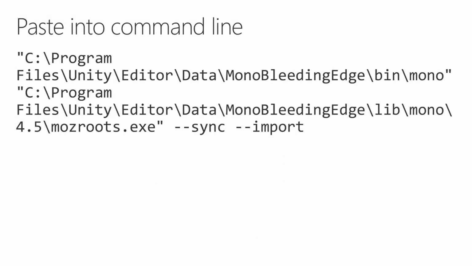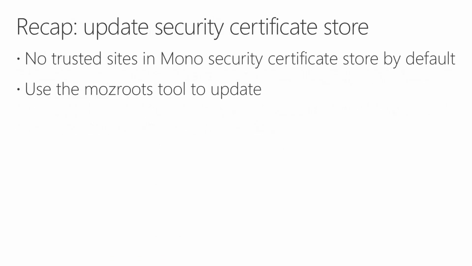So let's move on and recap. Again, there are no trusted sites in the Mono Security Certificate Store by default when you install Unity. So we just use the mozroots command line tool to update that. And now we should be all set to talk to our Azure backend.